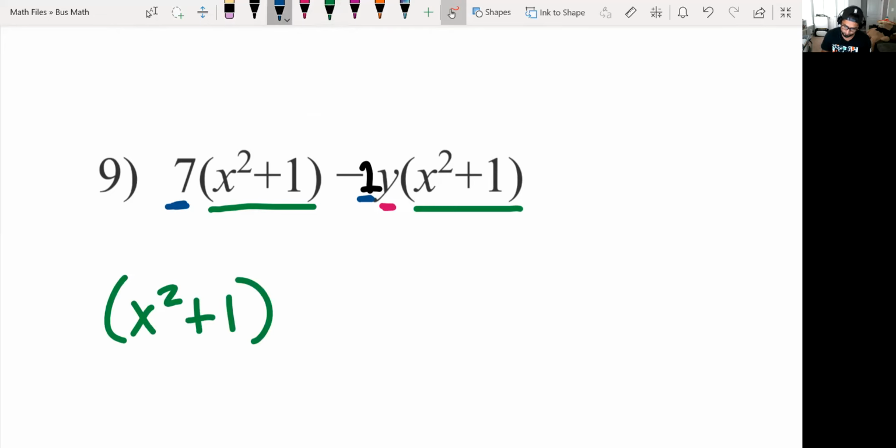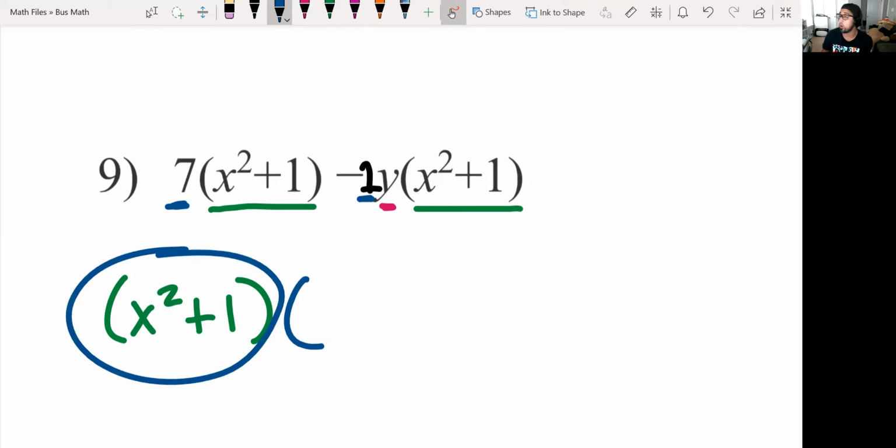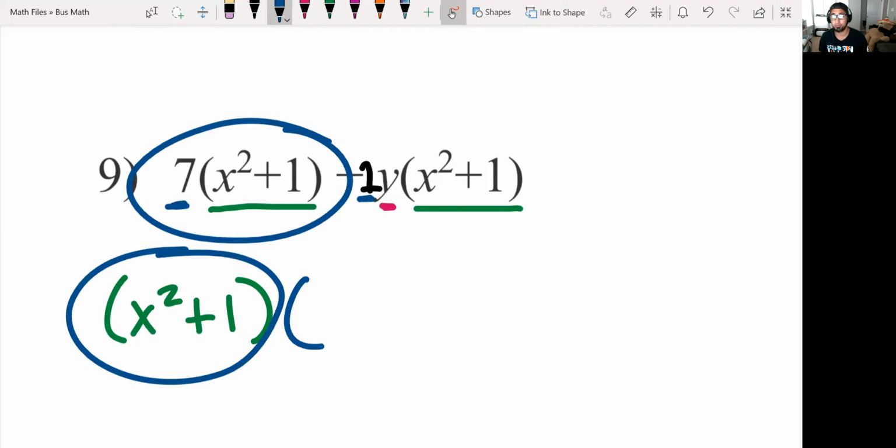And then, what is left over if I just factored out these two? Or we can do like we always say, what is x squared plus 1 from 7x squared plus 1? The x squared plus 1s will cancel, leaving you with just 7.